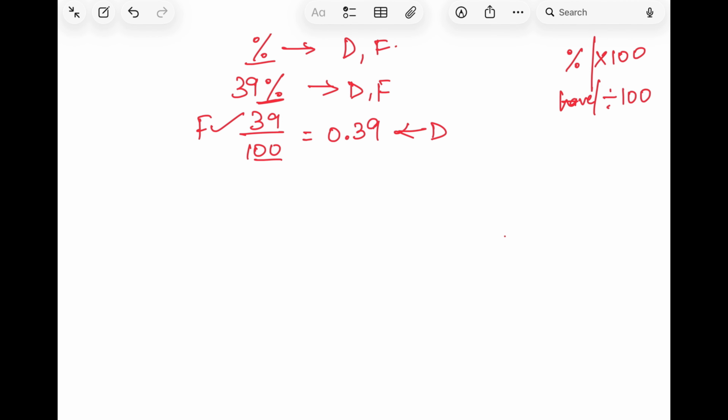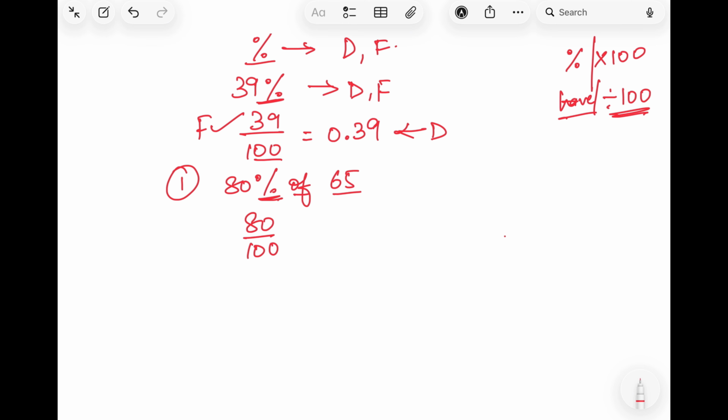So now I hope you understood how to convert percentage to decimal and fraction both. Now let's take up an example. If they tell you to find 80% of 65, so we have to find 80% of 65. Here if you see, percentage is already given. So when percentage is already given, we normally divide by 100. So this becomes 80 upon 100 of 65, where 'of' means multiplied by 65. What will you get when you solve this?